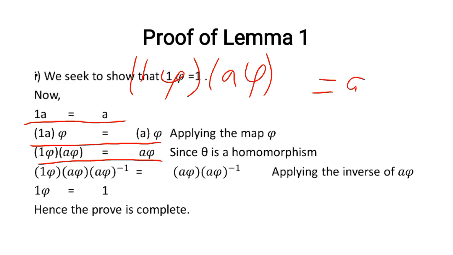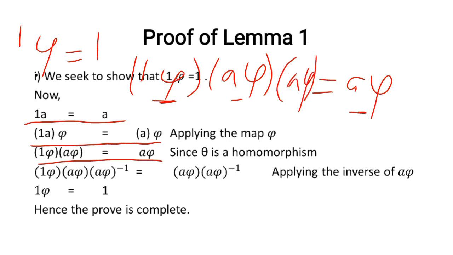Our question is to show that 1 phi is equal to 1. Meaning I have 1 phi here, but I need to make this one become 1 and let this one go. So how do I get rid of this number here? I can simply multiply by the inverse of this, right? And what is the inverse of A phi? Definitely it's going to be A phi inverse. So whatever I do to my left hand side, I do same to my right hand side.